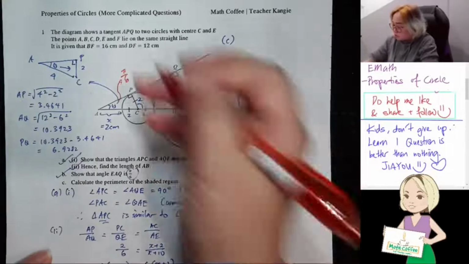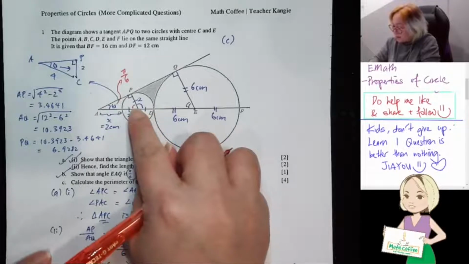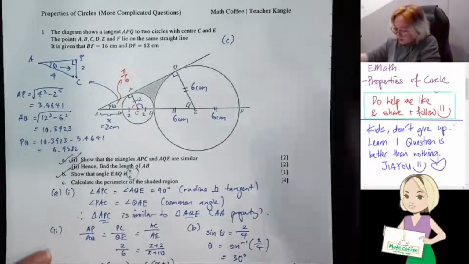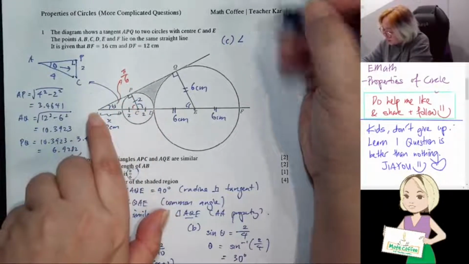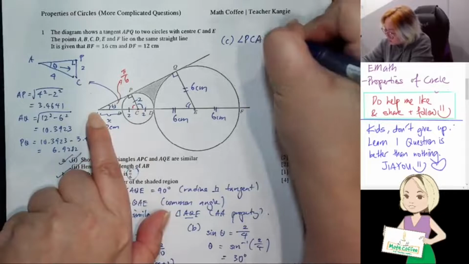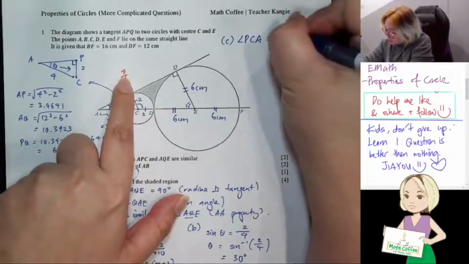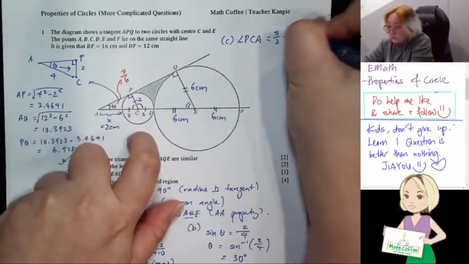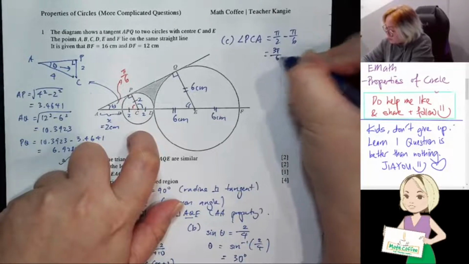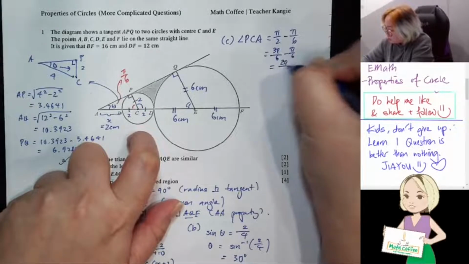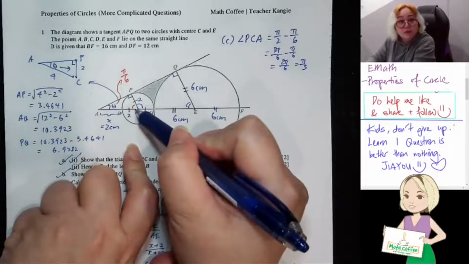Okay, so now this is a right angle triangle. I will know that this angle over here, so I'm going to write here, angle PCA, PCA will be equal to 90 degree minus this one. So it will be pi over 2 minus pi over 6. Times 3, so it's 3 pi over 6 minus pi over 6, so it's 2 pi over 6, which is pi over 3. So this angle over here is pi over 3.